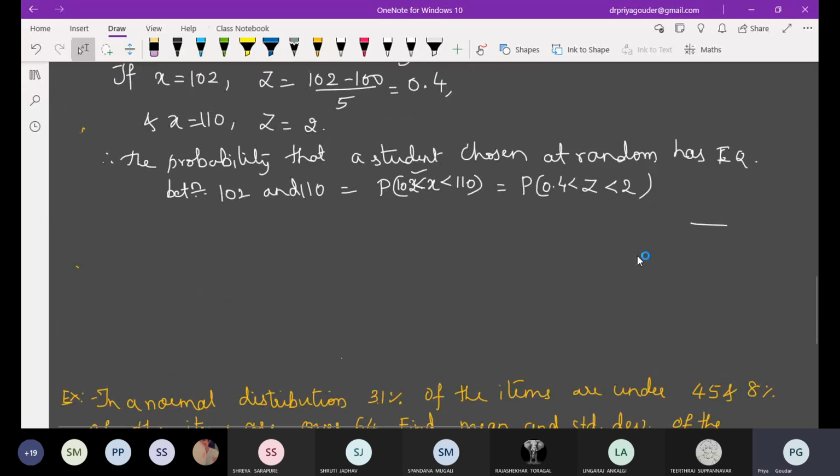Just see how the situation is. This is like 0.4 to 2. Do you have 0 in this interval, yes or no? Surely it is not there. 0 is somewhere nearer to 0.4. But always the value should be written with respect to 0 only. Now I want between 0.4 and 2. How can I write with reference to 0?